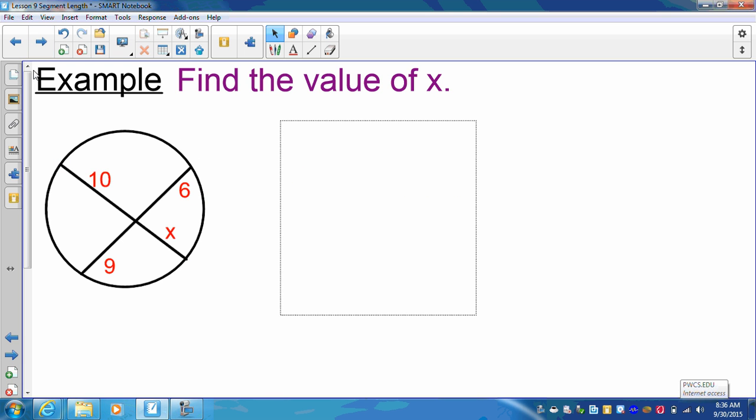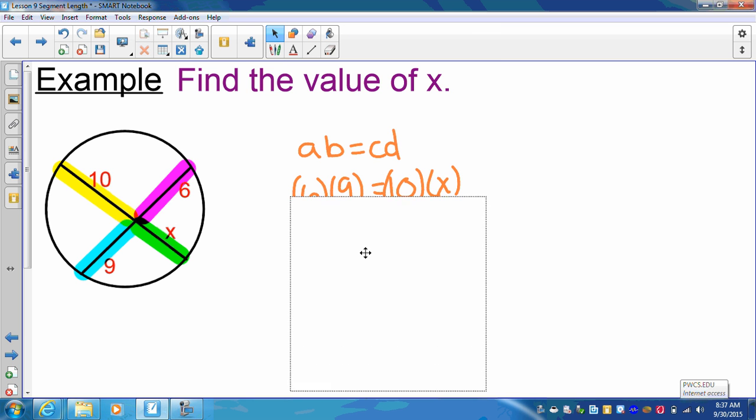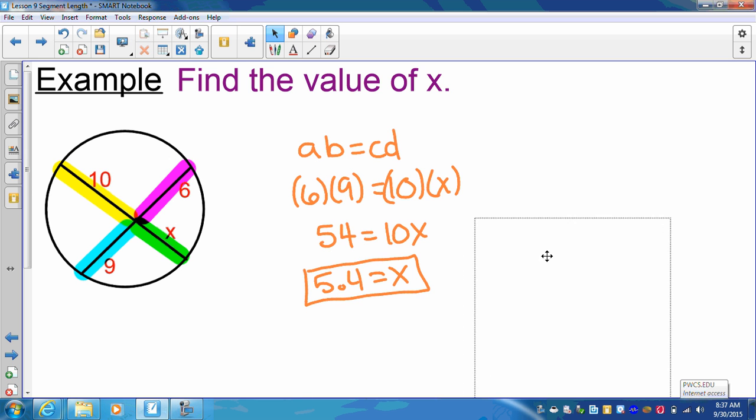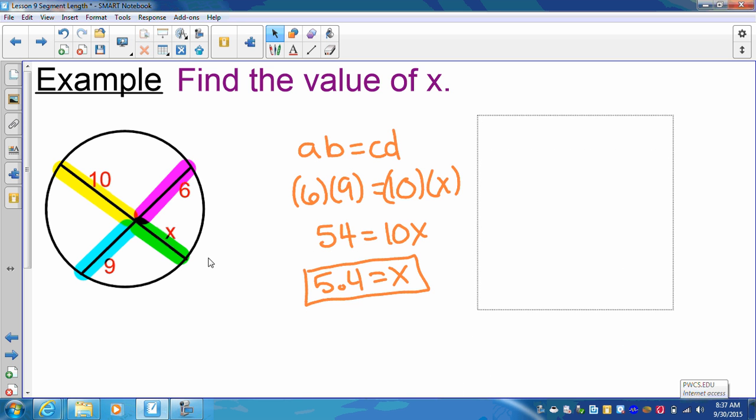So go ahead and pause here and find the value of X. So again, two chords intersecting inside, we have four smaller segments that are created. So this chord makes a segment that's 10 and a segment that's X that we're looking for. So we'll multiply those two together. This chord has a segment that's 9 and one that's 6. We'll multiply those two together and we'll set them equal. Again, once we do that, we're just solving an equation and we get that X is 5.4. So this green segment is 5.4.